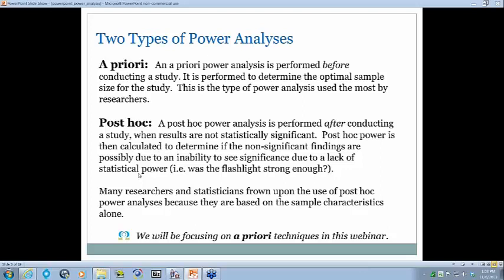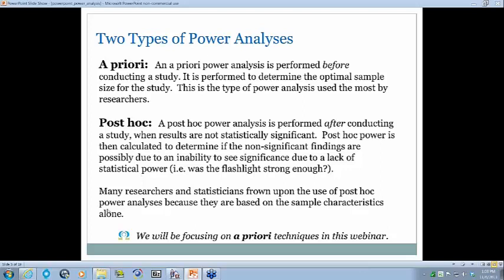A lot of times, researchers and statisticians frown upon the use of post hoc power analyses because they are based on basically just your sample, how you pulled your sample. Everything you're using for that post hoc power analysis comes from your sample. So nothing's coming from theory, nothing's coming from your literature, nothing's coming from any kind of knowledge you already know. And if your sample's not good, then what good is looking at the post hoc power? Another argument is, well, you didn't have significance, so it doesn't matter if you have power or not. You know, what are you going to do, right?